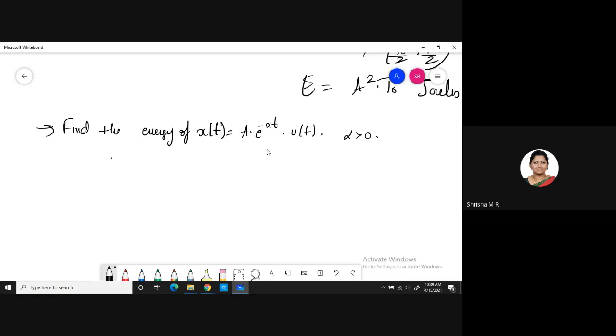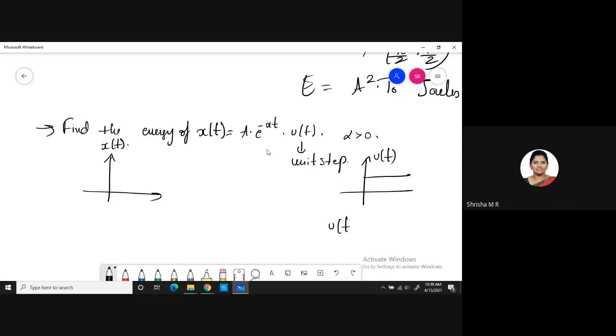So how do you plot this? You have x of t, and you have u of t here. What is this? It is a unit step signal, right? It's a continuous time unit step signal. By the definition of u of t, we know that it exists from 0 up to infinity with an amplitude 1. So it is 1 for t greater than or equal to 0, and 0 otherwise, that is, for t less than 0. For negative values of t, it is 0. It's 1 only from 0 up to infinity.